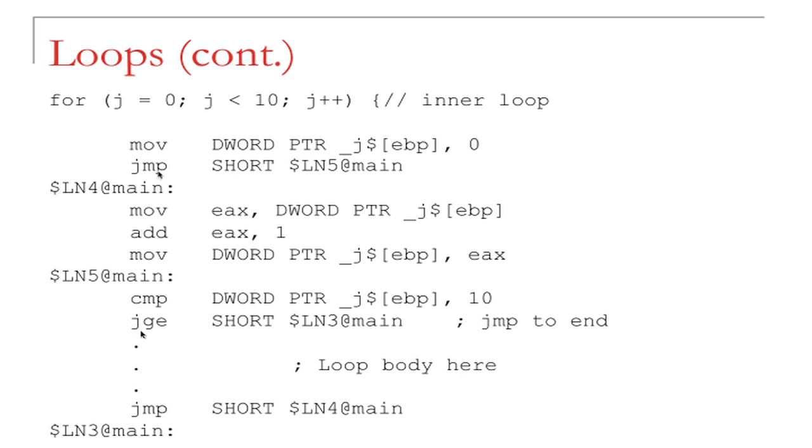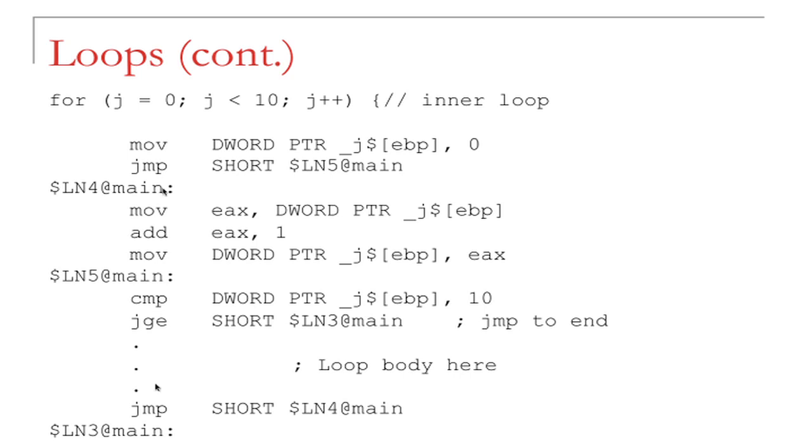JGE will jump if j is greater than or equal to 10. So that's the end of the loop. We should not do anything else if the condition is not true at the very beginning. So if that's the case, we'll jump to ln3 at main. So that's basically the finish point of the whole loop. Well, in our case, typically that's not true at the beginning, right? Because the initial value is 0, so this will not be true. So we will execute the following instructions here.